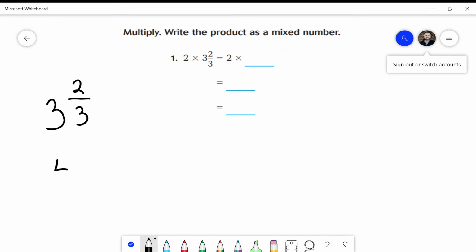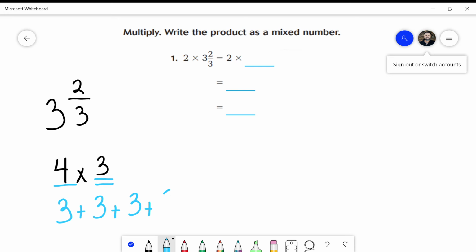If we have 4 times 3, well, the first number is how many times you repeat the second number, right? We're repeating the number 3 4 times. And that's what multiplication is. So 4 times 3 is like doing 3 plus 3 plus 3 plus 3, which equals 12, right? Well, we're going to do the same thing here, even though it's a mixed number. We're just going to multiply a whole number times a mixed number.